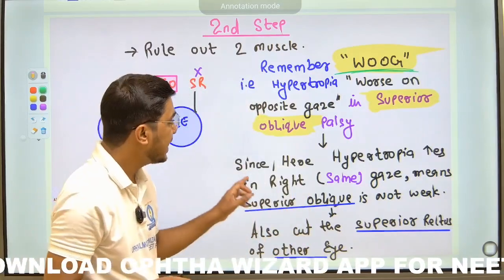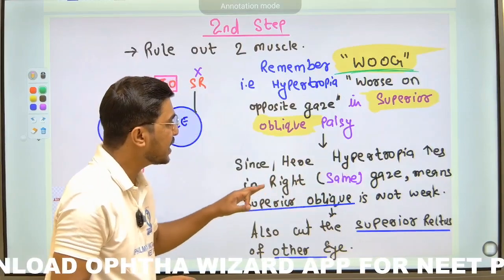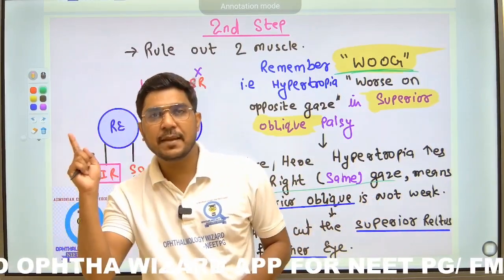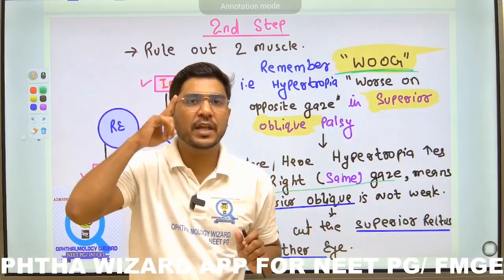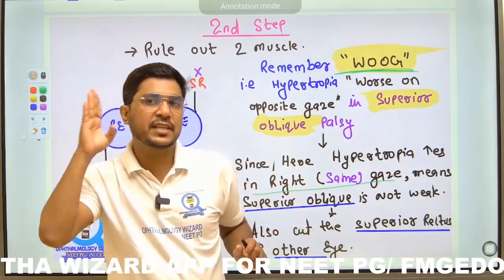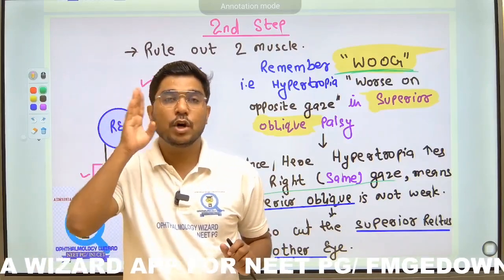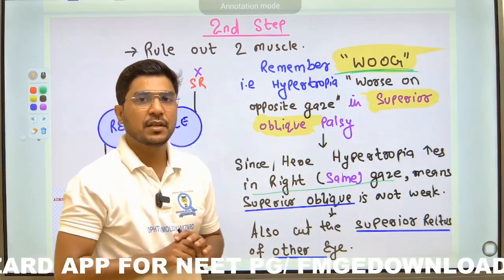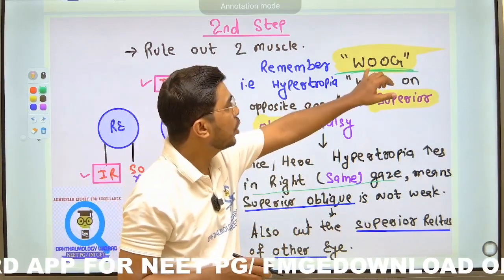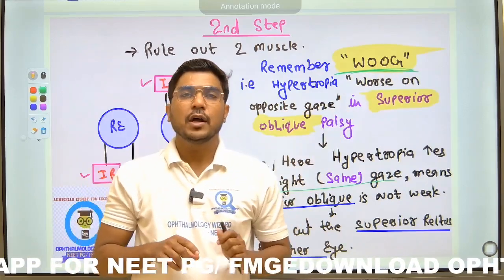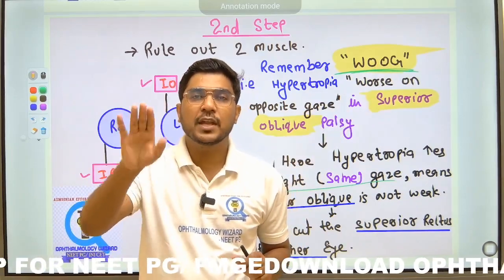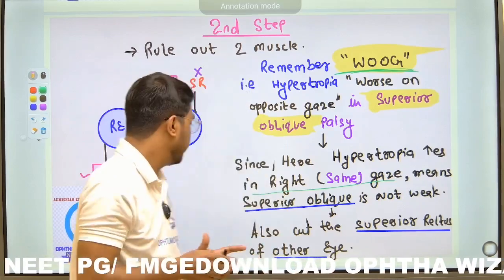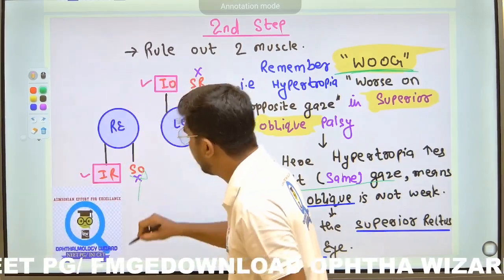Now, since here the hypertropia increases in the right gaze, right gaze means the same side, because the right hypertropia increases on the right gaze. This is worse on the same gaze. Since VOOG is worse on opposite gaze, this is not a superior oblique weakness. So we will rule out the superior oblique here.